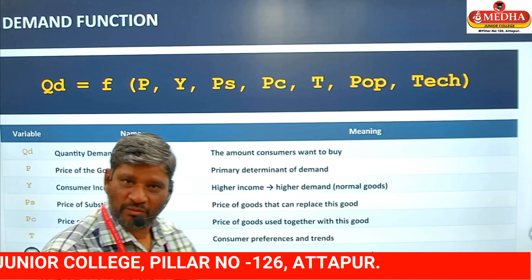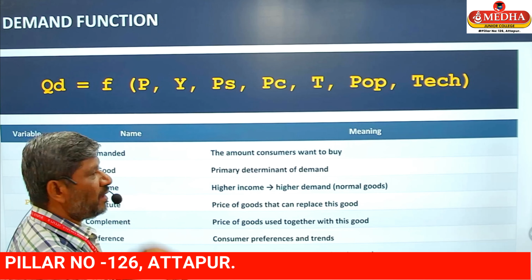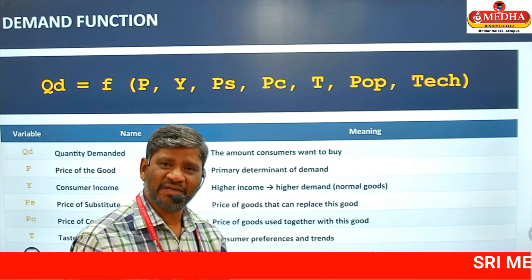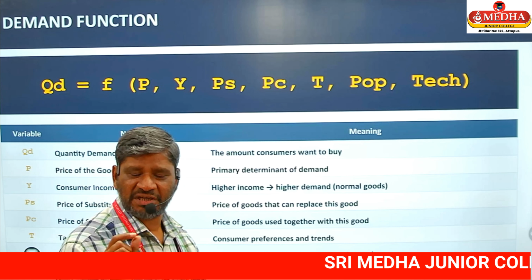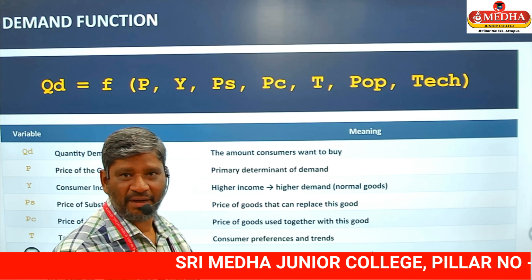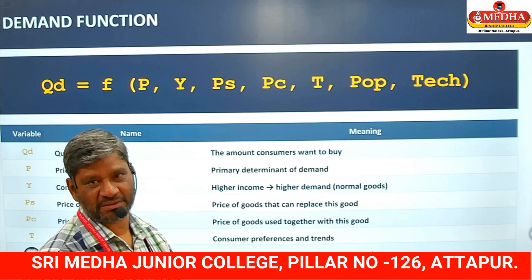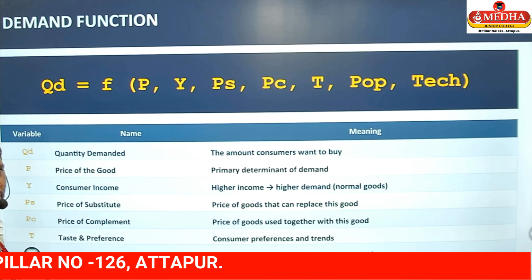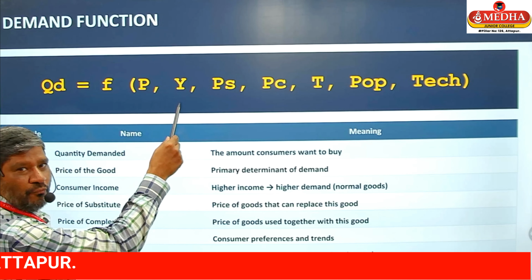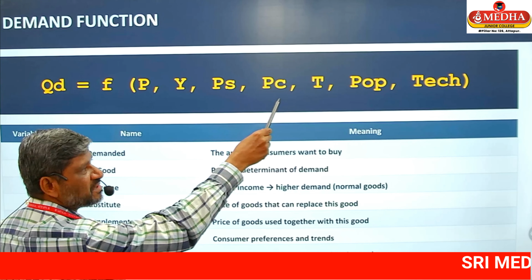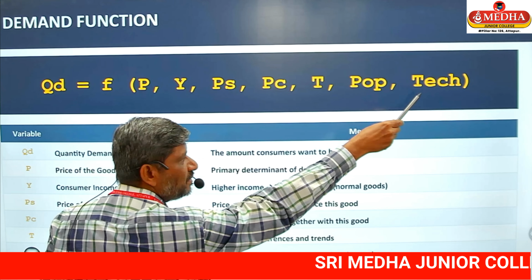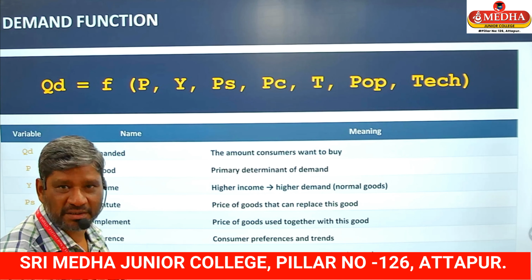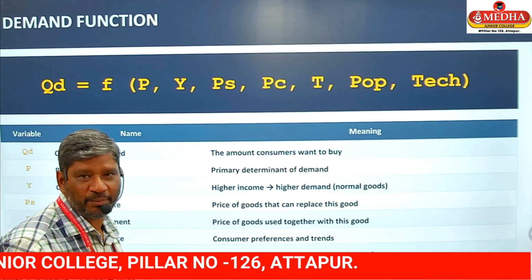Now we are going to read about the demand function. What is the meaning of demand function? Demand function shows the relationship between quantity demand and its factors. What are the factors? See here. QD equals F of P, Y, PSC, PC, T, population, technology. These are all called the factors which influence the demand.